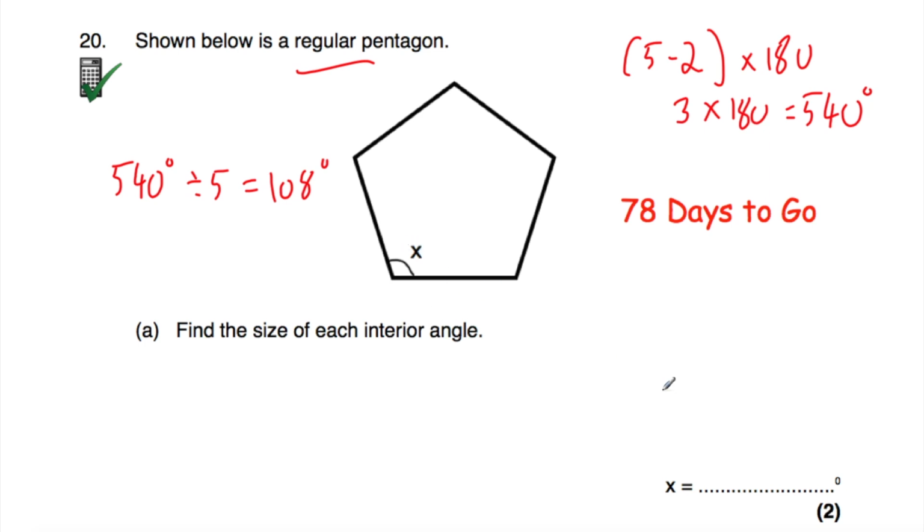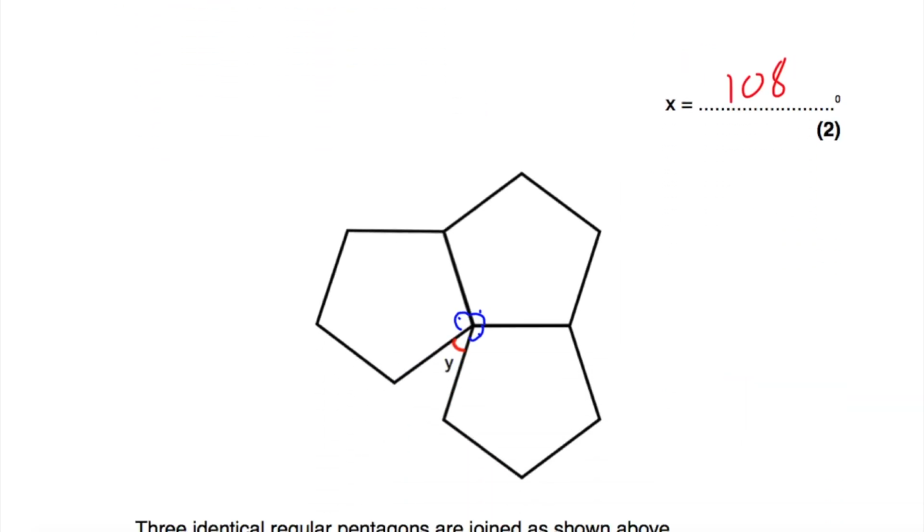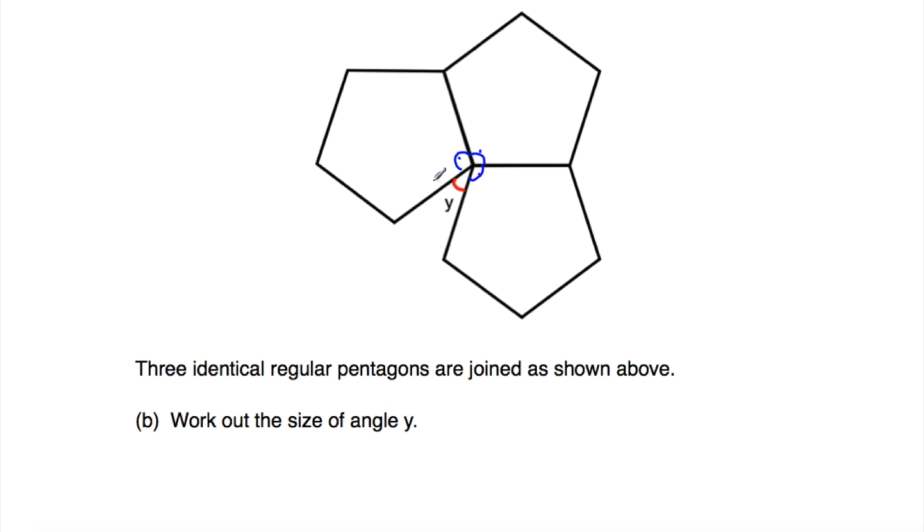So that means that x, this angle, is 108 degrees. Okay, and then part B. Part B says that 3 identical pentagons are joined together. As you can see, they meet at a point here. So this is 108 degrees, this is 108 degrees, and this is 108 degrees. So they're all 108 degrees. And we've been asked to find the size of y.